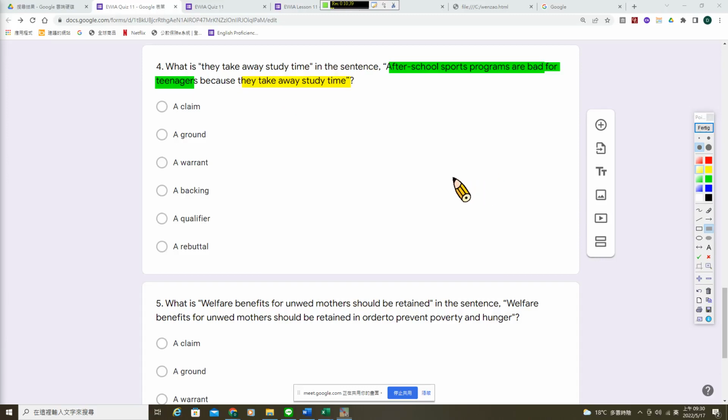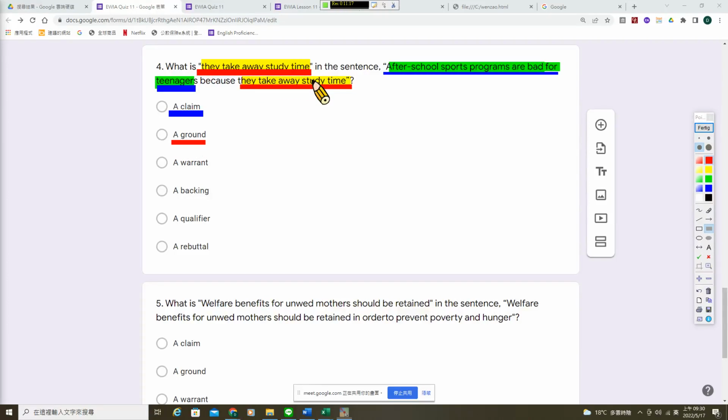So let's look at here. What is "they take away study time"? Let's think about this one. This is our claim. We claim that after-school sports programs are bad for teenagers. No good, no good. Okay, so basically this is the claim, right? But why? Do you have the evidence? Give me the evidence. So here comes "they take away study time." So this is the ground. Did you see that? This is the ground.